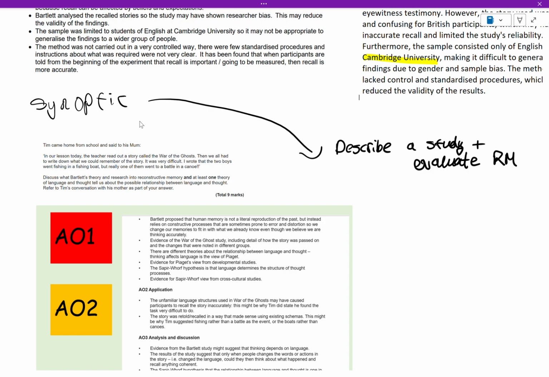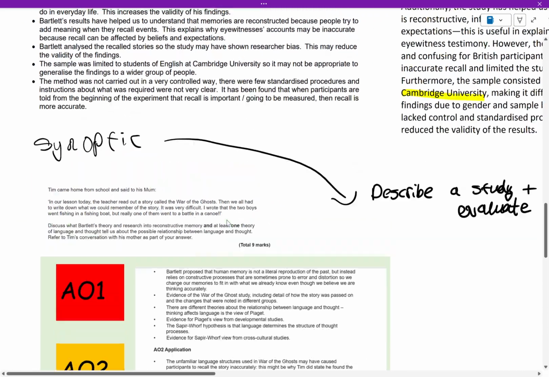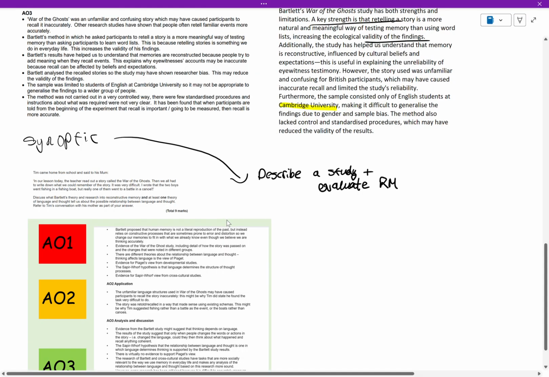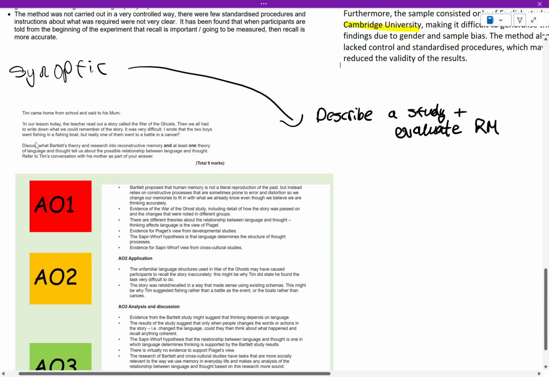In this example, you are linking Bartlett's theory from the memory topic, and at least one theory of language and thought, which is from the language, thought, and communication topic. So it's linking different content areas in the specification into one whole question. But your 9-marker structure still stays the same. You still have to describe and you still have to evaluate, but because it gives us a STEM as well, you still need to apply.